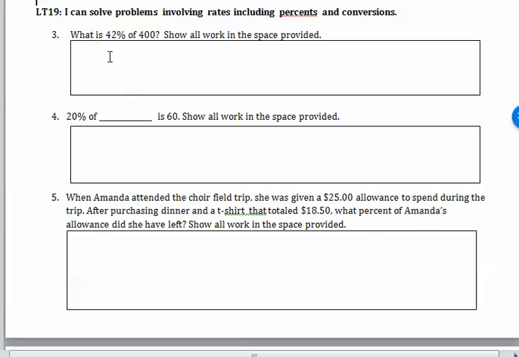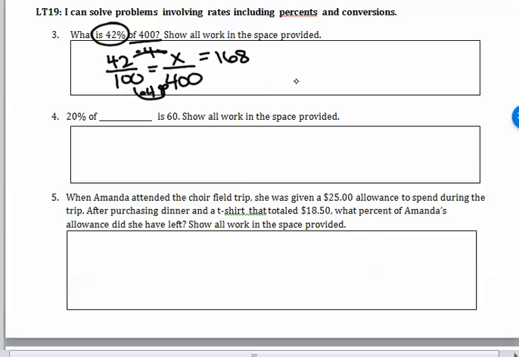Okay, so let's look at problems involving rates, including percents and conversions. I have 42%, which looks like this, 42 out of 100. And we want to know how much we have out of 400. Meaning of is my total. Like I have so many out of 400, okay? I have 42 out of 100, so if I multiply both sides by 4, I get 168.